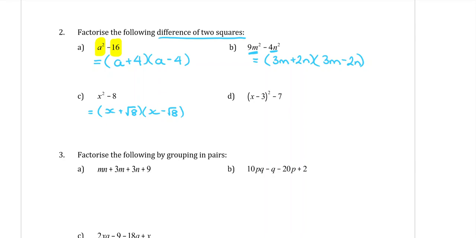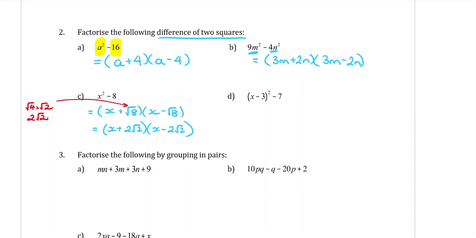Now, because I've had to go into surd form, I would like to simplify my surd. So the square root of 8 can be broken down to be 4 times 2, so square root of 4 times square root of 2. The square root of 4 is 2, so it becomes 2 root 2. So to have that factorised and also in simplest form, we would have x plus 2 root 2 and x minus 2 root 2.